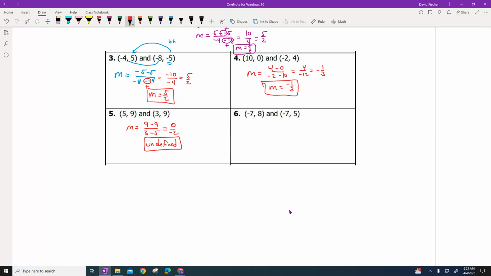Oh, you know what? I just got back here. I'm looking at that. That's not undefined. 0 divided by -2, that's the one that's 0 there.